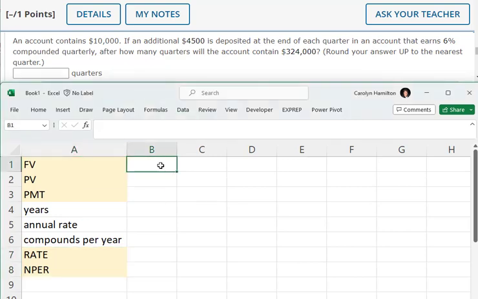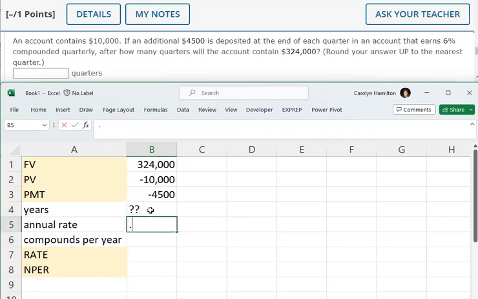Okay, so your future value is going to be 324,000. And then the present value is 10,000, but the present value and the future value are flowing in different directions, because the present value was input by the investor and the 324,000 is what's going to come back to the investor. So make your present value negative, and then your payment of 4,500 should also be negative, so that these two are flowing in the same direction. So the present value and the payment are working together to make the account grow, and then the future value is what you get back.